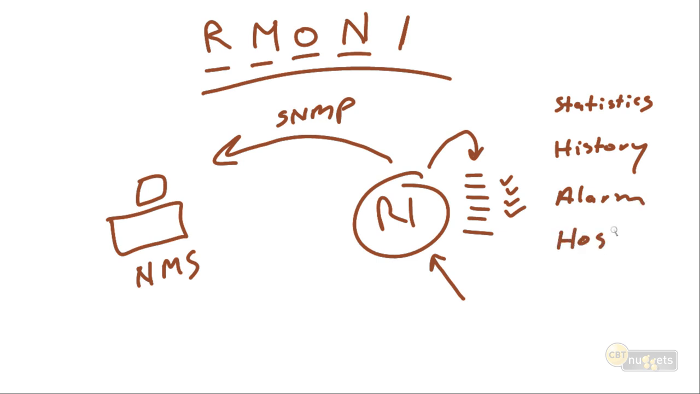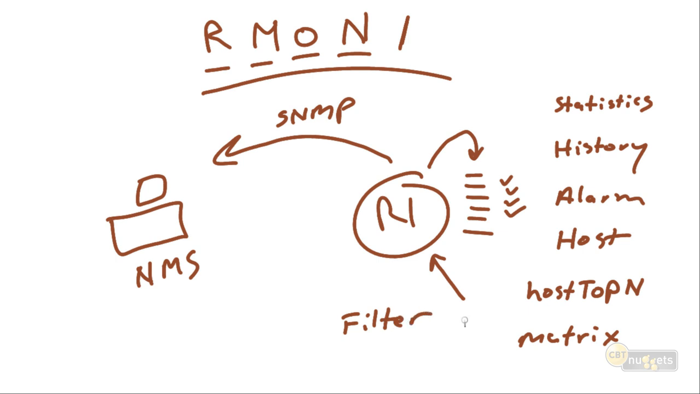There was a host category that was defined for containing statistical information associated with each host that's discovered on the network. There was the host top N category, and this contains statistics for hosts that top a list for specific observed variables. There was a matrix category defined for conversions between sets of two different addresses. There was a filter category defined for rules for certain types of data packet filters, and then a packet capture category. And the packet capture category was literally for capturing data packets that match a specific set of rules that we have in a filter.